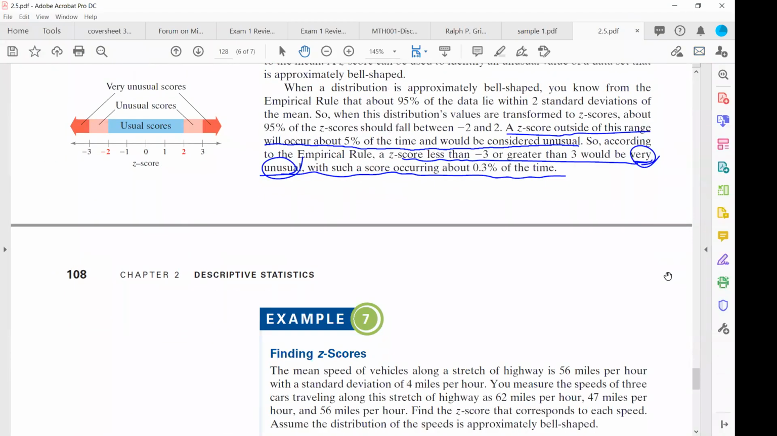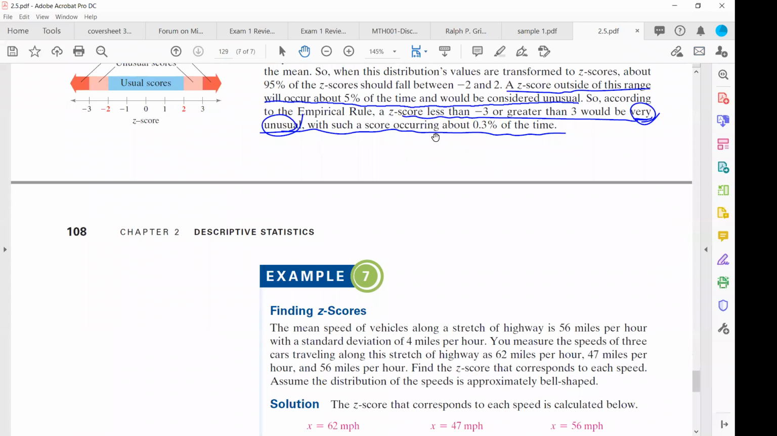Perfect. Example. Our goal is to find the z-score and decide if we have unusual or highly unusual data or value. Okay, first of all, we have to identify keywords. The mean is equal to 56. So quickly write mean is 56. Then another keyword, standard deviation, is 4. So standard deviation is equal to 4.